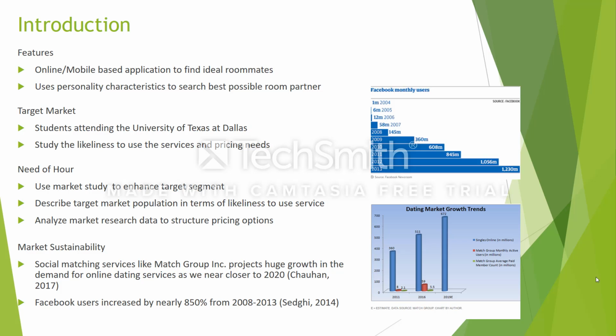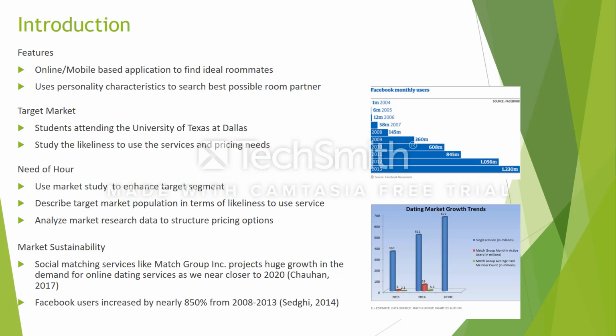Talking about the market potential, there are online services which perform other types of social matching, such as for dating or traveling. Popularity of social media platforms has grown substantially since 2008. As you can see from the images, Facebook users increased by nearly 850% from 2008 to 2013, and Match Group Inc. projects huge growth in the demand for online dating services as we near 2020.